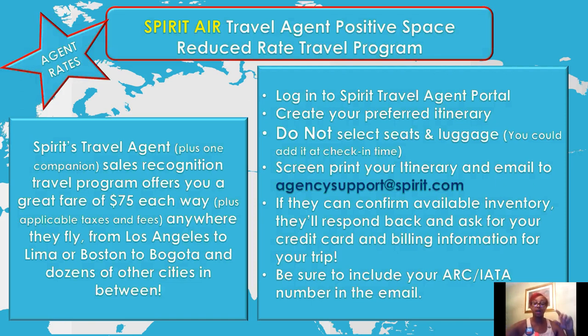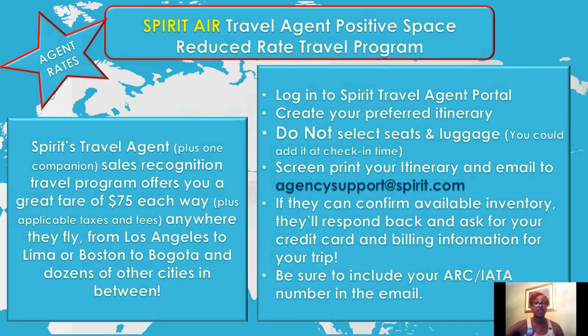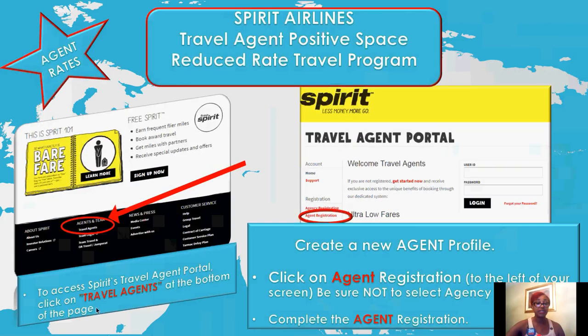What you do is you go into spirit.com, scroll down to the bottom to the Travel Agent login. It says Travel Agent, Agents and Teams, Travel Agents. Once you click on that, you want to make sure that you select Agent Registration, not Agency. And then you fill your information out. It's going to ask you for your IATA, create a username, create a password, put your information in there, and submit it. But make sure that you do not fill out the agency registration. Make sure you fill out the agent registration, okay?